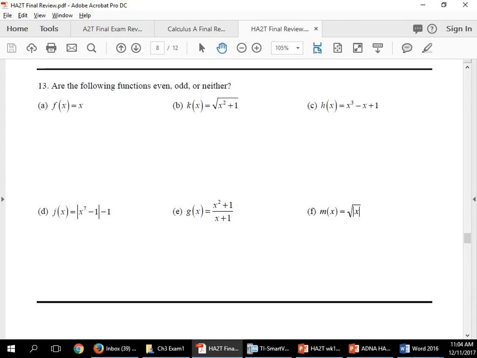Let's do some of these, or let's just at least talk about it. Okay, you want specifically D? You want to know if it's even, odd, or neither?